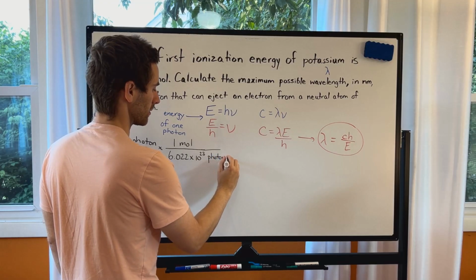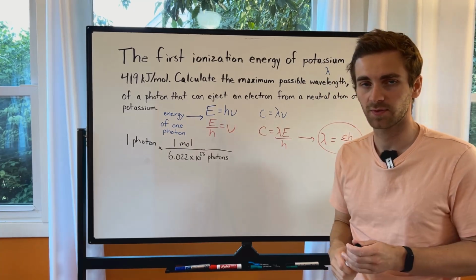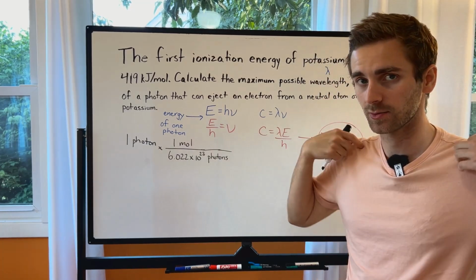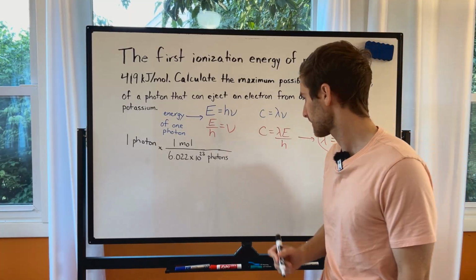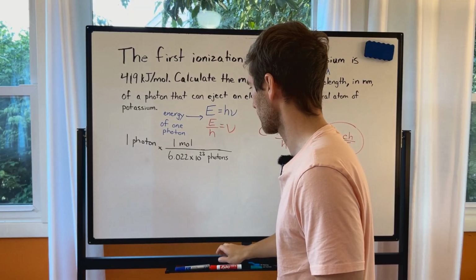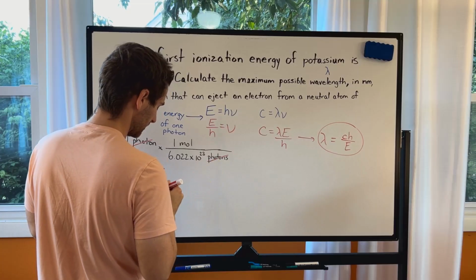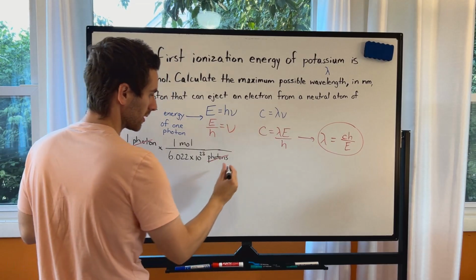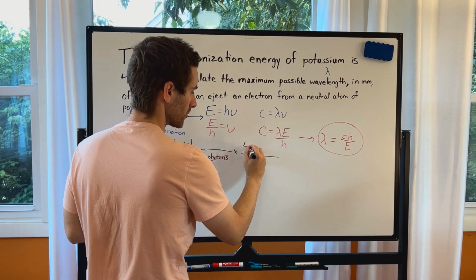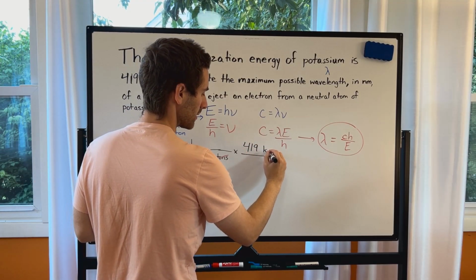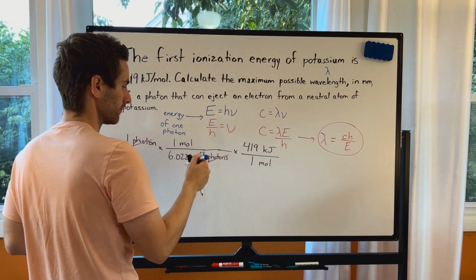Because remember, a mole is this number of particles, and it can really be any type of particle. Normally we're talking about atoms or molecules, but photons are a type of particle as well, a particle of light. And then your photons will cancel. Now that we're in moles, we can multiply by the kilojoules per mole, 419 kilojoules per 1 mole. Moles cancel.